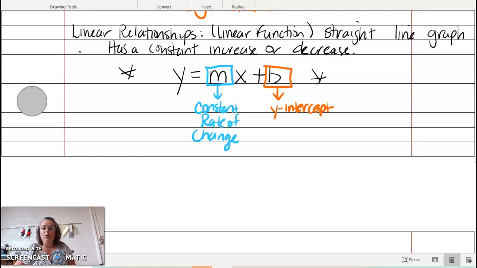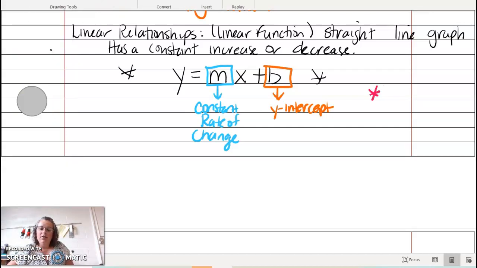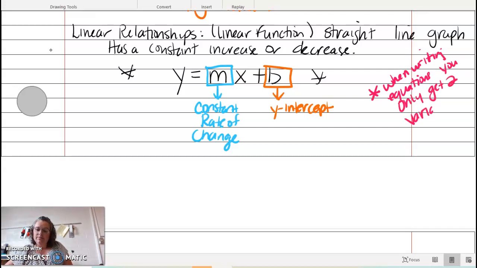In math, you're only allowed to have two variables. So I'm going to grab a different color here, maybe pink. I'm going to put a little star over here. When writing equations, you only get two variables. So that means the m and the b have to be numbers. We have to find out what our constant rate of change is and then just replace that. We have to find out what our y-intercept is, our starting amount, and replace that.